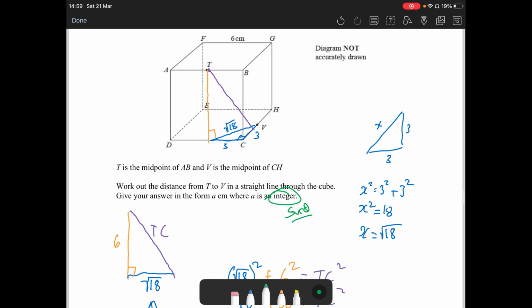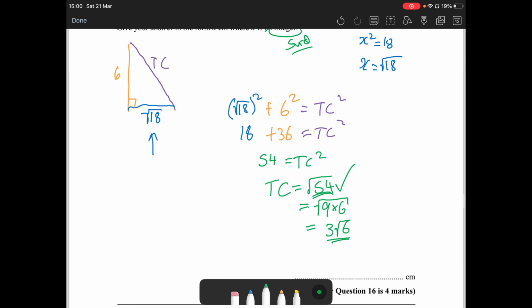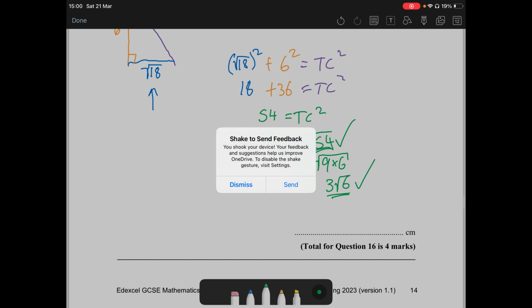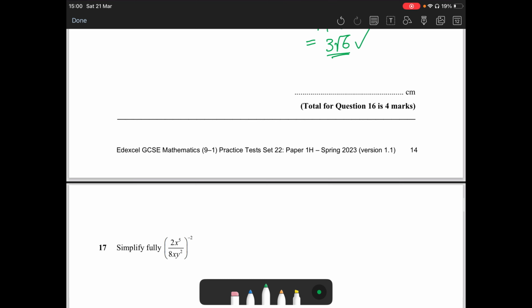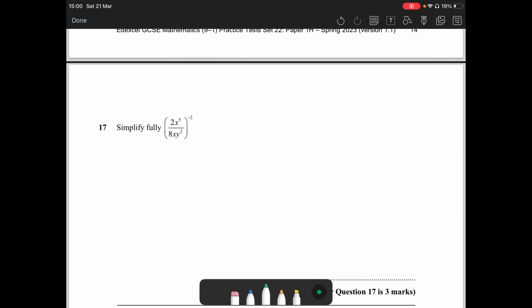Let me double check the mark scheme. The only confusing thing for 16 is it does say it wants an integer, which doesn't really make sense because they say root 54. So root 54 is enough for the mark. Obviously, if you simplify the surd, they could not penalise you because you've done a surplus of requirements there. All right, here we go. Simplify fully. Simplify fully. All right, okay.